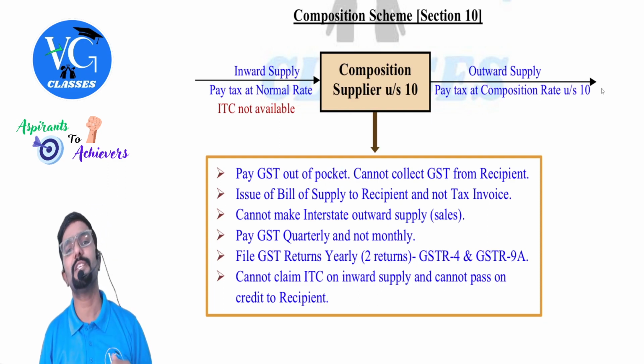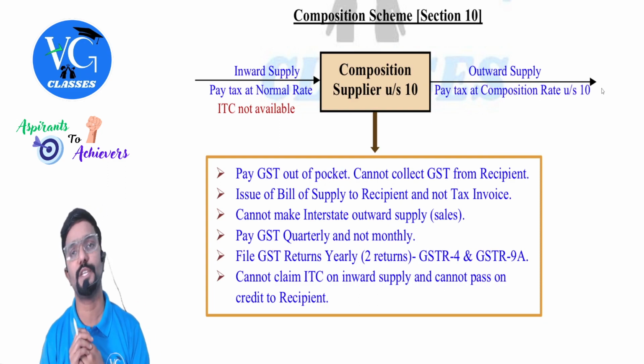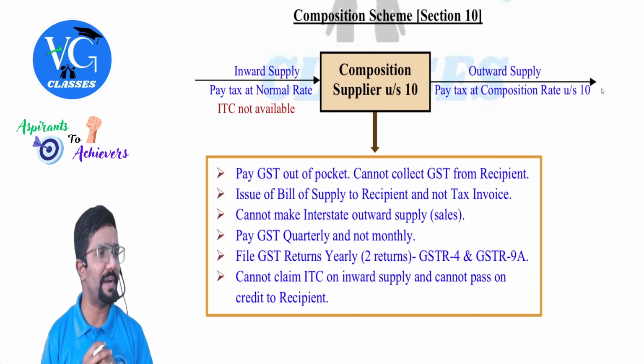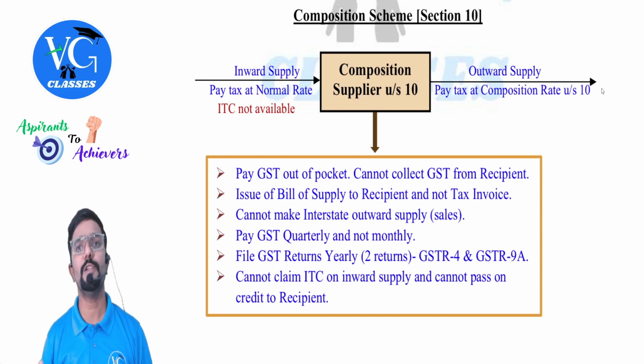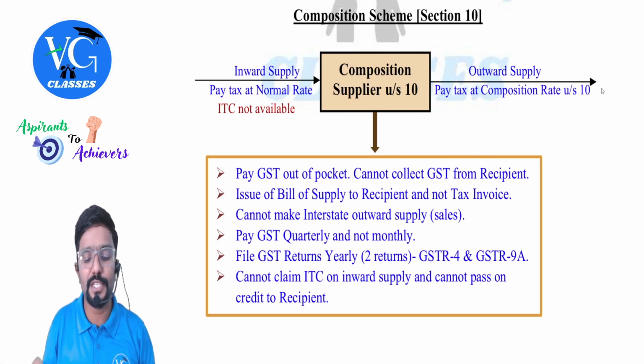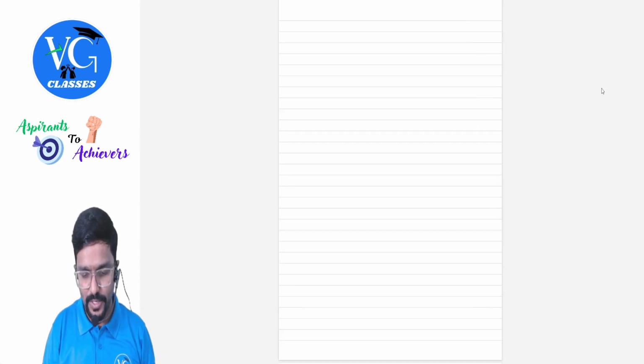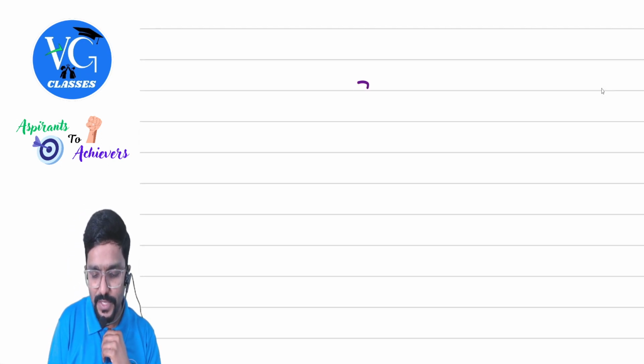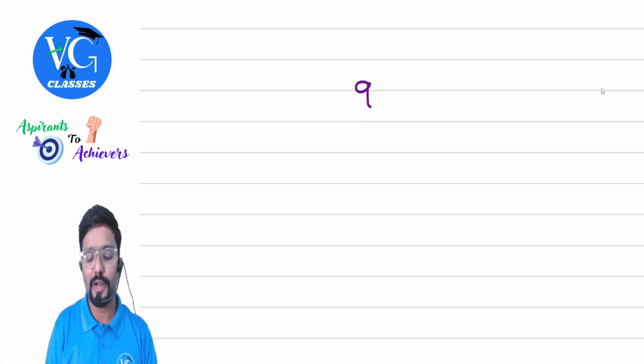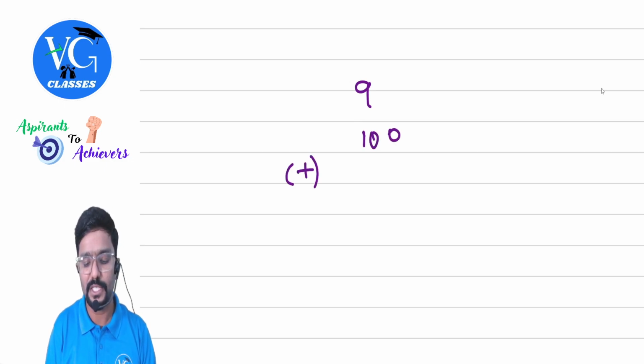Yes. Now you might ask me, sir, why will a person follow the composition scheme? As we saw, there are a few advantages. Now, assume I am a person who is covered under section 9. Let me write it here. I am a person covered under section 9. Assume for 100 rupees, 18% GST is applicable.